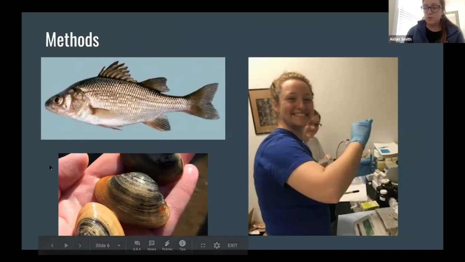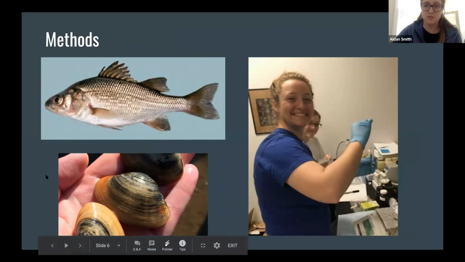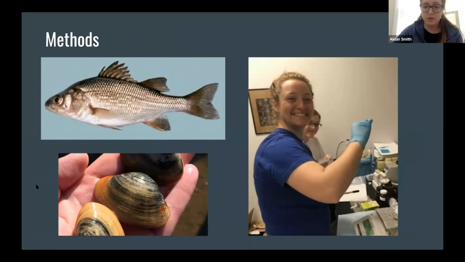So the first thing we did was collect finfish by trawling through May and into October. Initially, we started going on a weekly basis, and then it decreased to bi-weekly and then monthly. The top picture on the left is of a white perch. That's one of the species of fish we were looking at. And then the bottom left is a clam that we were looking at as well. Clams were collected from designated clam beds, so we weren't trawling for those. The fish were collected through trawling, and the clams were just collected from the clam beds.